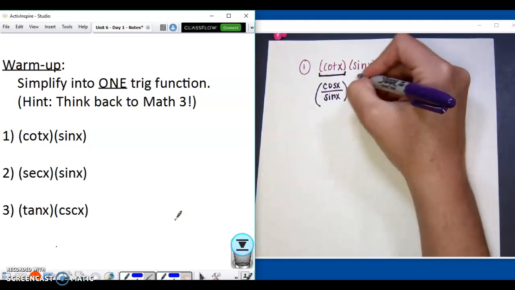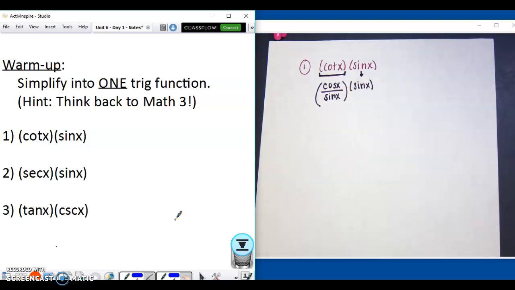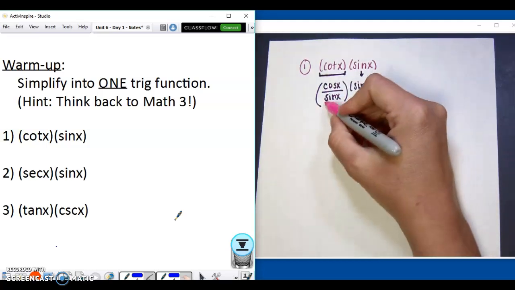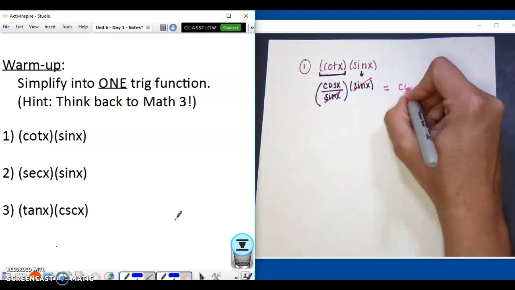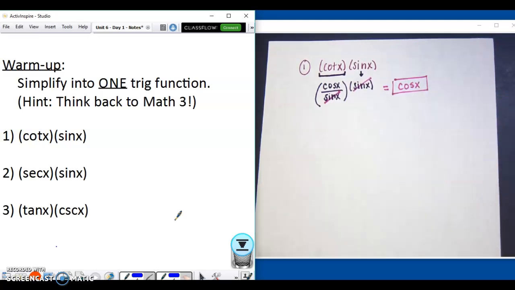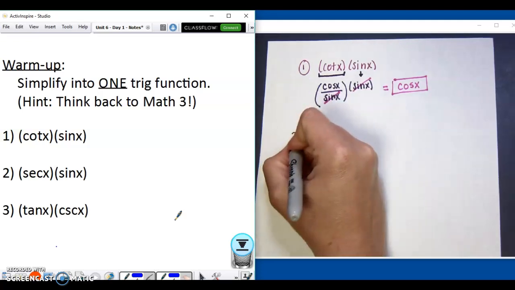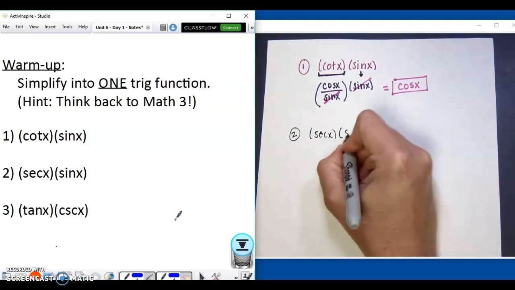And then because this one's already just sine, we're going to just keep it as sine x. So here, since we have sine in the denominator and numerator, those can cancel out. And all we're left with is cosine x in the numerator, which is just cosine x. So that's written as one trig function. Okay, so looking at number 2, secant x times sine x.